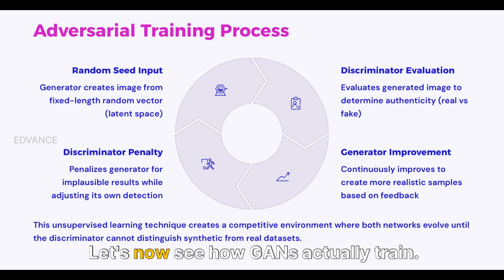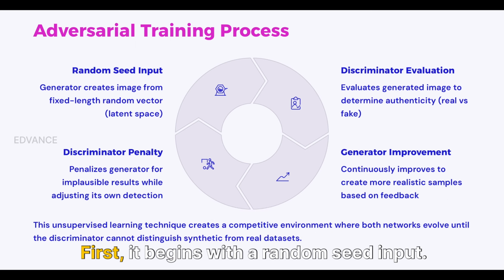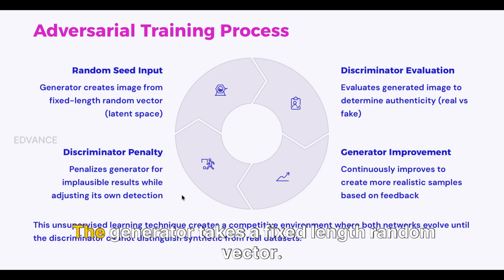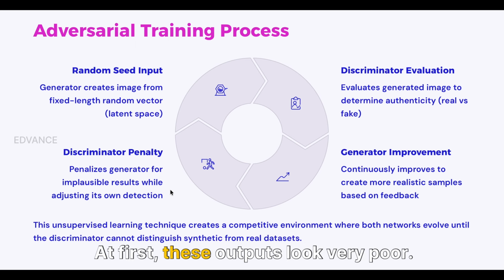Let's now see how GANs actually train. The process is like a cycle where the generator and discriminator keep improving through competition. First, it begins with a random seed input. The generator takes a fixed length random vector. We call this the latent space, and from this it tries to create an image or some data. At first, these outputs look very poor.